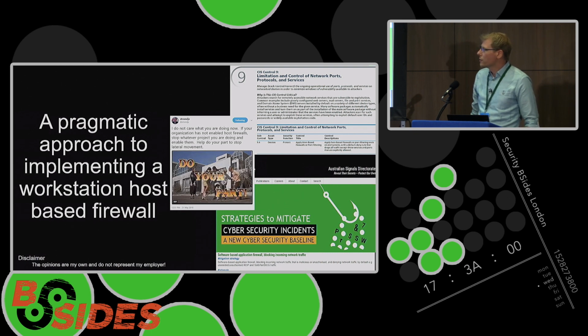A lot of the security frameworks, like the Australian Signals Directorate or SANS Critical Controls, recommend implementing host-based firewalls. But when I was looking around, I couldn't see much guidance on this. So this talk is some of the things that I've learned when I've implemented host-based firewalls to protect machines when they're on the corporate network and off the corporate network. I've done this in 5 organizations now, from 150 people to 3,500 people globally.